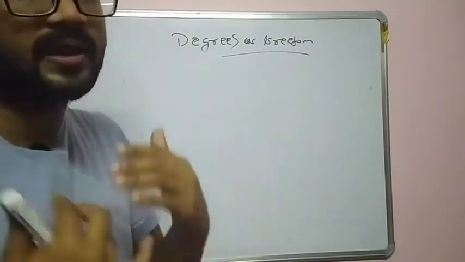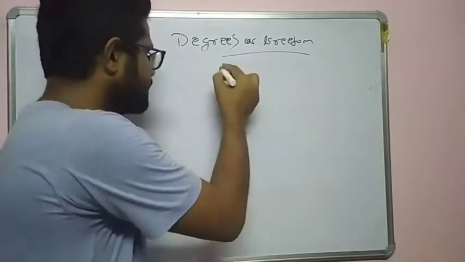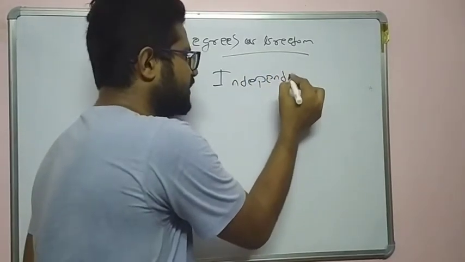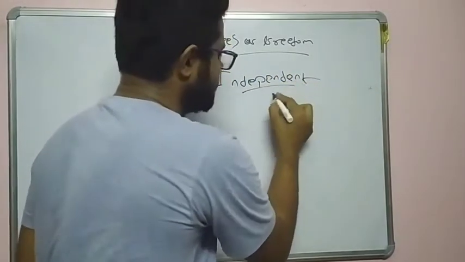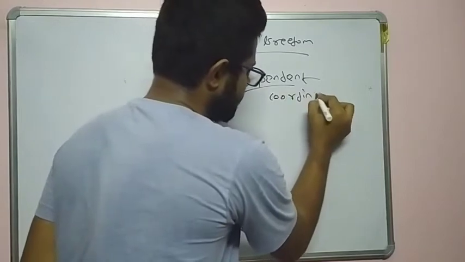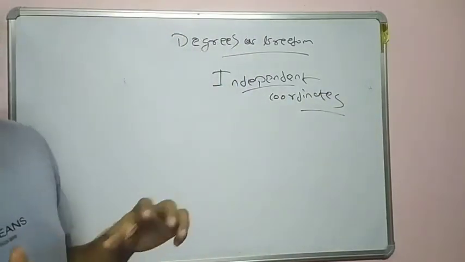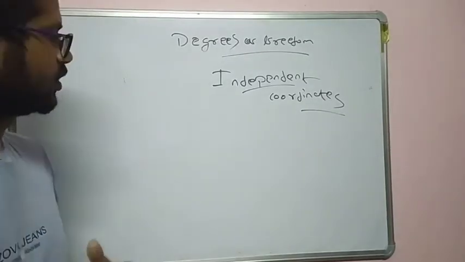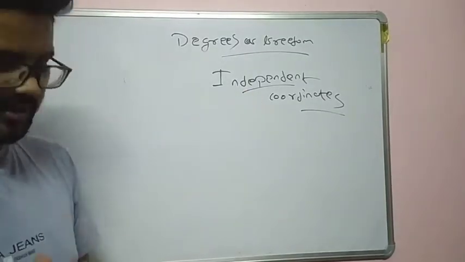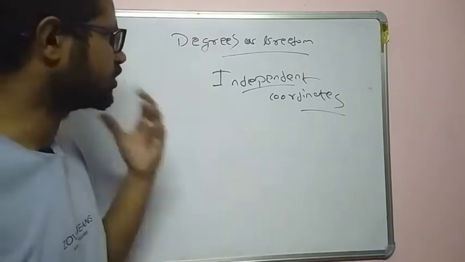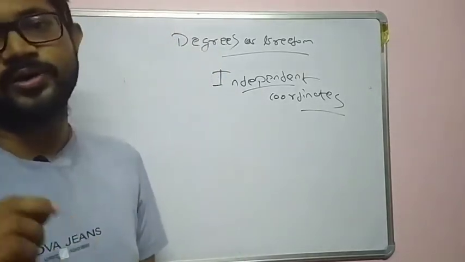You know it from elementary classes that degrees of freedom is nothing but the independent coordinates that are required to specify the position and configuration of a dynamical system. So the question is how you can calculate the degrees of freedom.